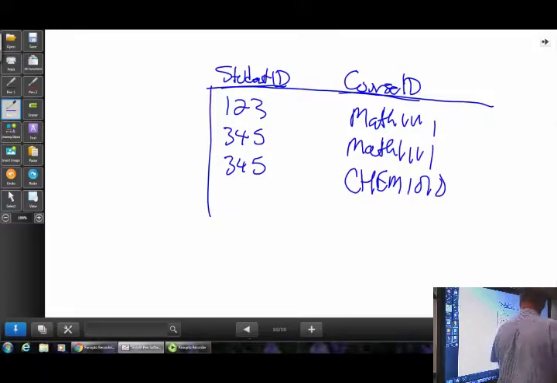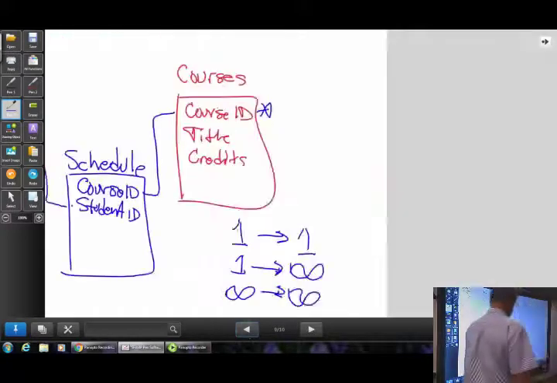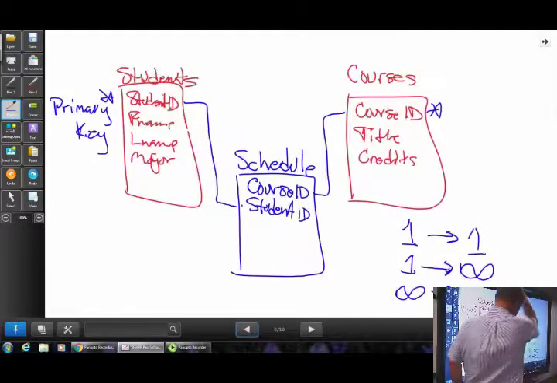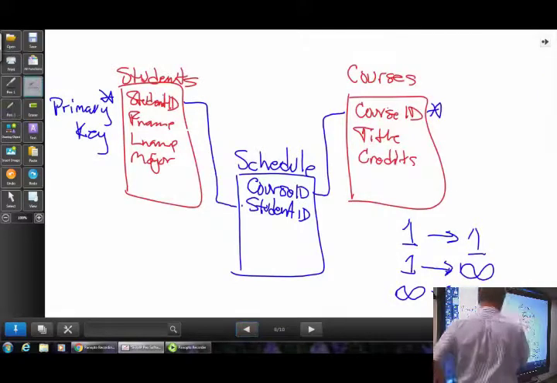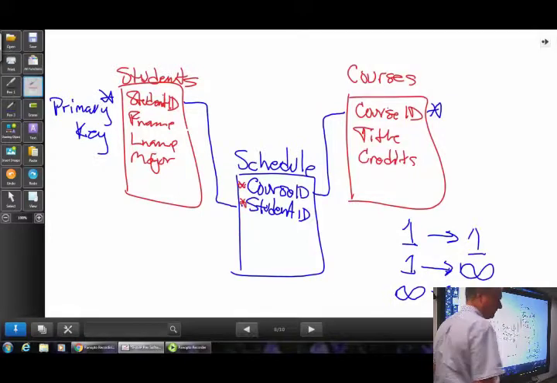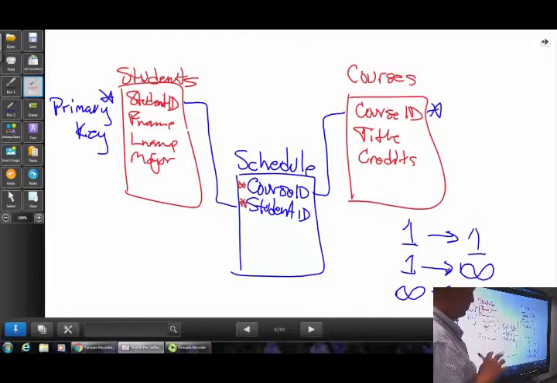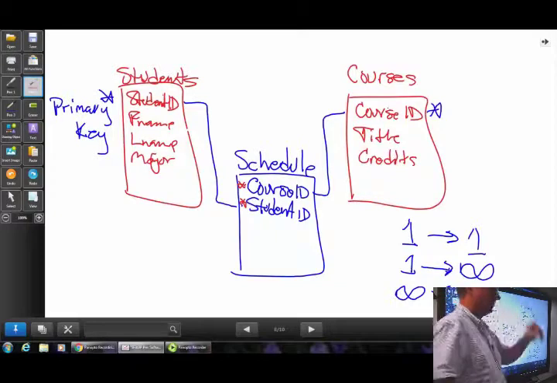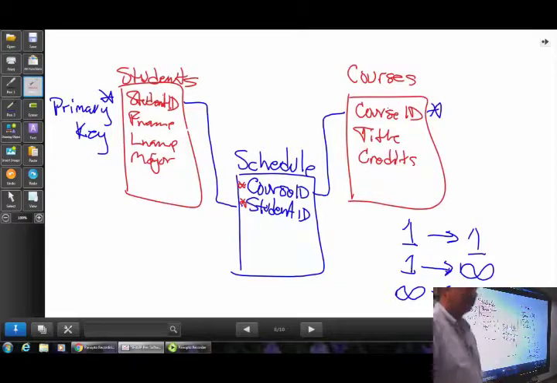So if I go back, where am I? Here. The primary key for the schedule table is the combination of those two fields. The combination of student ID and course ID is unique. What else could you put in that schedule table? I can think of one other field that belongs in the schedule table.